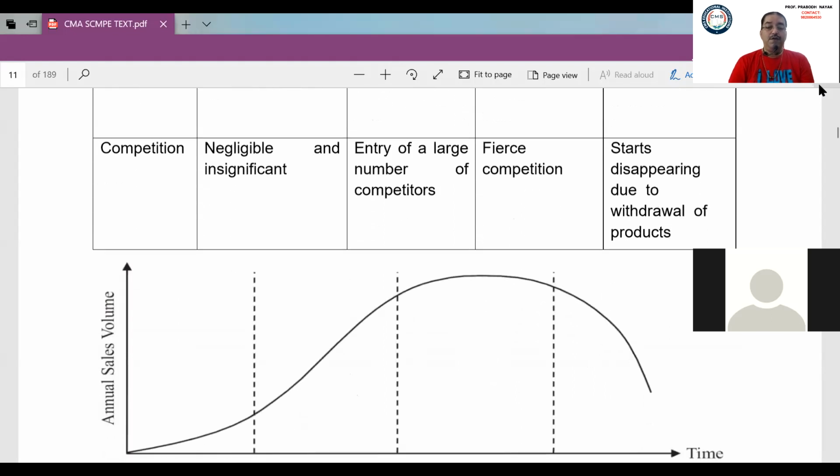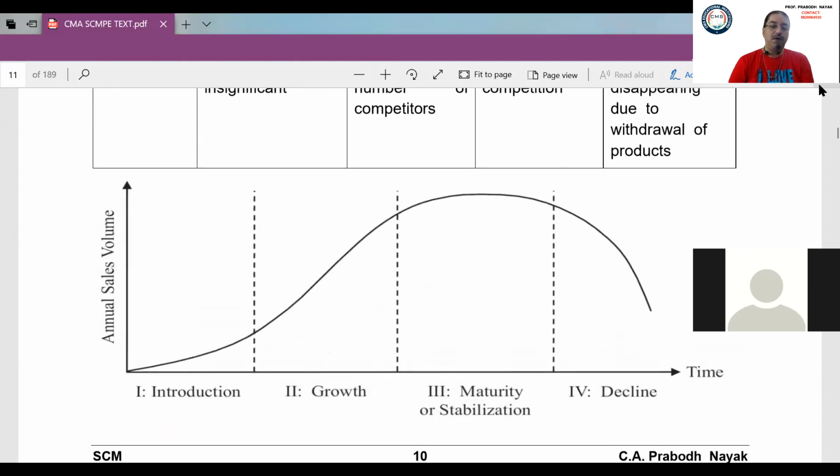So how is the graph? This is the graph of your product life cycle. So, any questions on the product life cycle?